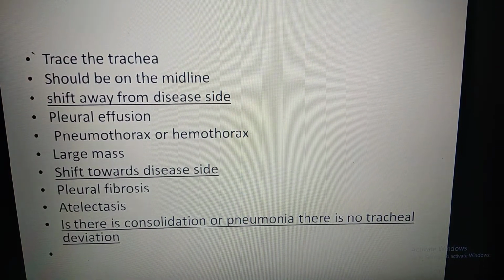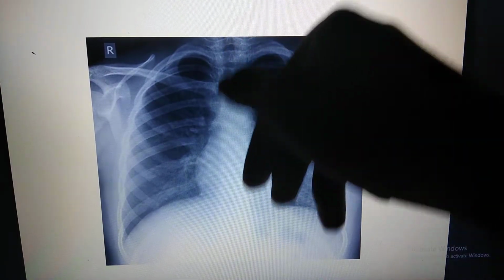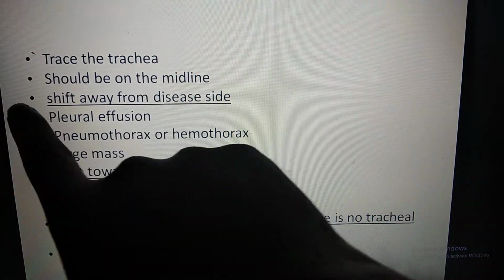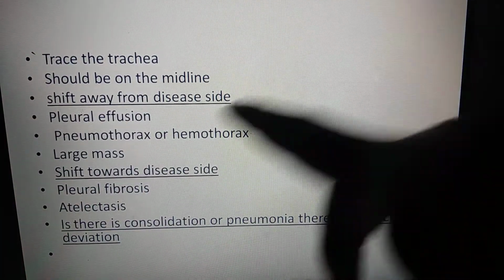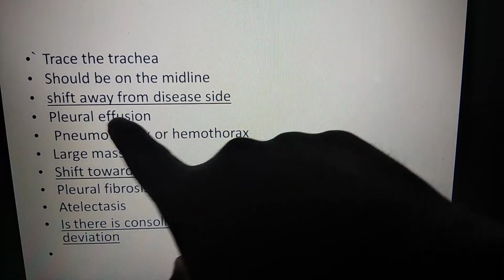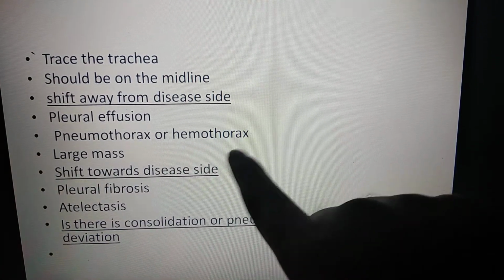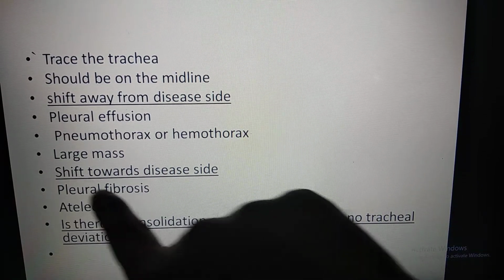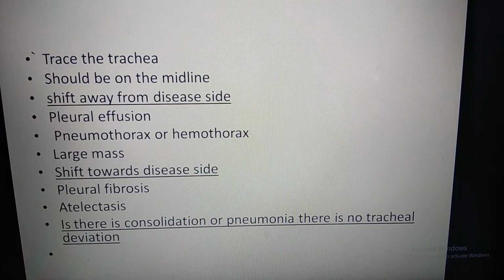Now the next point we should always do on a chest x-ray is to trace the trachea. This is the trachea. Trachea contains air. Anything that has air in an x-ray appears black. Bone and water or fluid appear white. So the trachea should be on the midline. If the trachea is shifted away from the disease site, we should remember these: pleural effusion, pneumothorax, hemothorax, large mass. I'll explain that. And if it shifts towards the disease side, that is fibrosis and atelectasis. I'll explain this in the next slide.